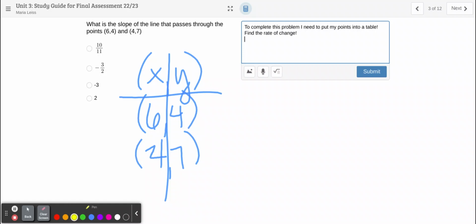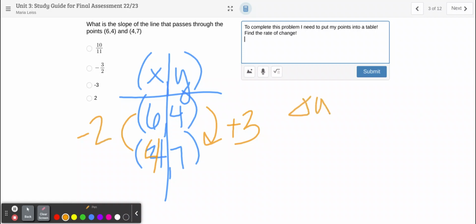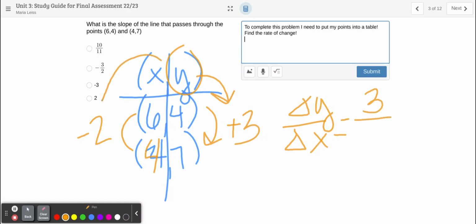Well, oops, I don't want yellow, I want orange or red. All right, from 4 to 7, we added 3. From 6 to 4, we subtracted 2. So for writing it as change in y over change in x, my y changes by 3, right? So that goes on top. My x changes by negative 2, so it goes on the bottom.